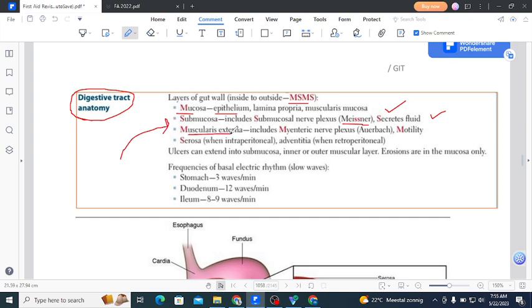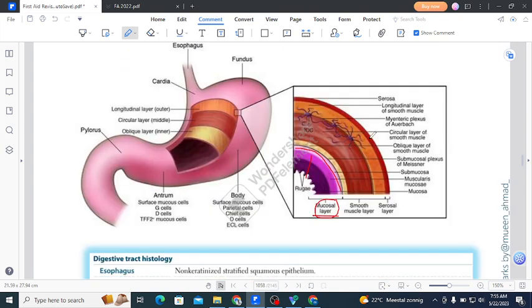Then the muscularis externa includes the myenteric nerve plexus, the Auerbach nerve plexus, and that is responsible for the motility. So then we have the muscularis externa, like this red structure. So basically mucosa, submucosa, then muscularis propria or muscularis externa. That contains two layers: the circular layer of smooth muscle and the longitudinal layer.